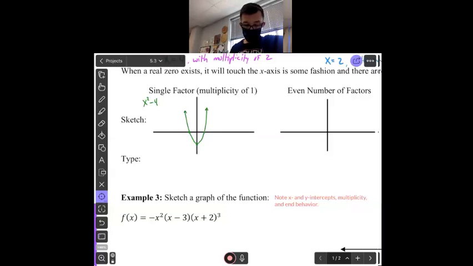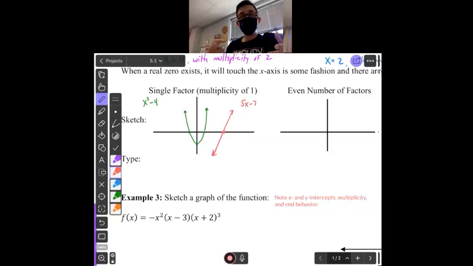I'm going to draw another graph before I talk about what it looks like. Another pretty simple graph would be just a line, like 5x minus 7. A very steep line, right? Whatever that number is there, it also has a multiplicity of 1 at that 0.